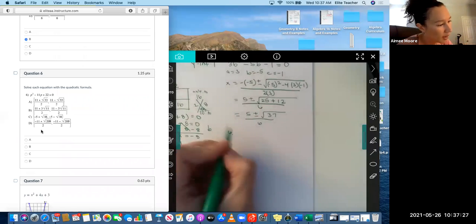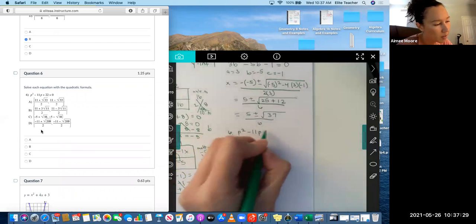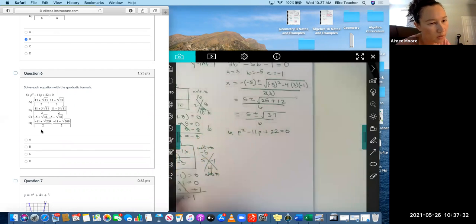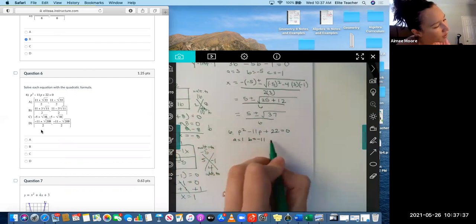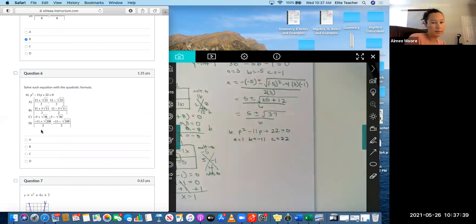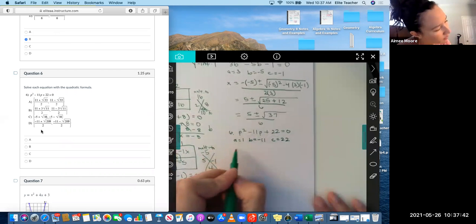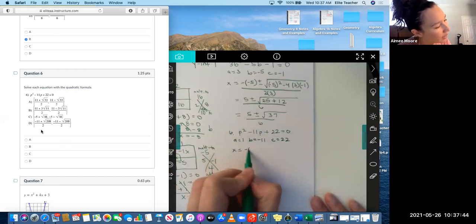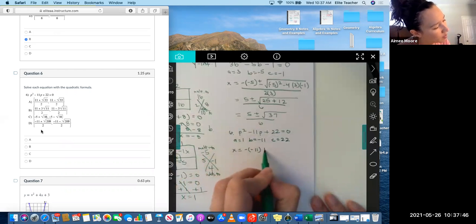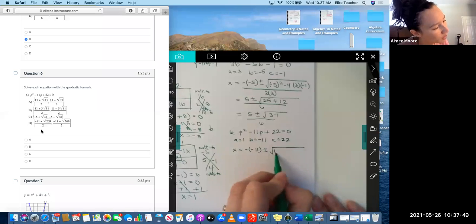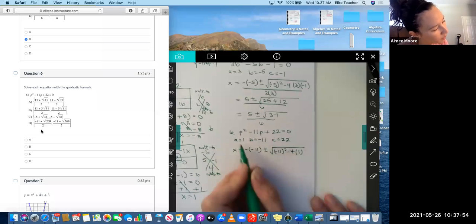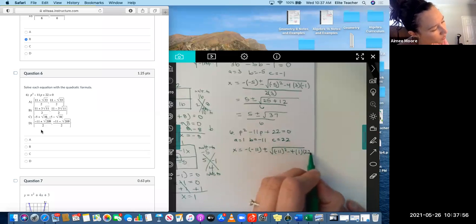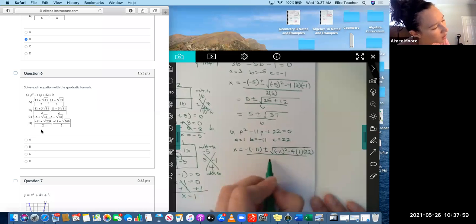Okay, number 6, we have p squared minus 11p plus 22 equals 0. So A is 1, B is -11, and C is 22. So we have -b plus or minus the square root of b squared minus 4 times a, which is 1, times c, which is 22, all over 2 times a, which is 1.